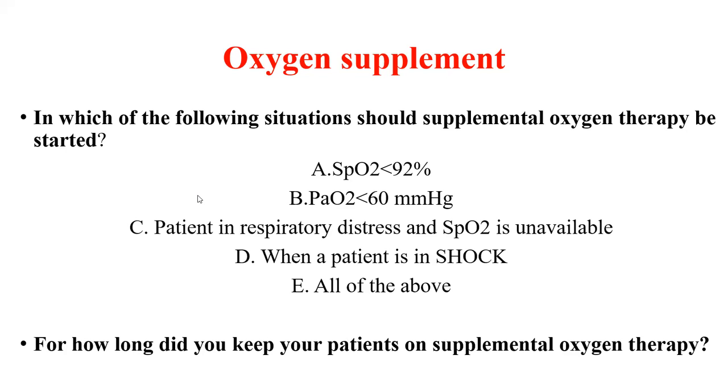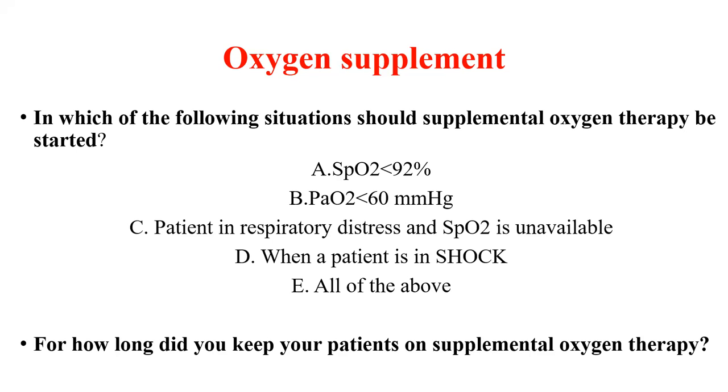Thanks to everyone. The answer is E, all of the above, because as we said, generally any patient below 94% who is sick and presented to your critical care setting, you can start giving oxygen therapy. So from A, SpO2 less than 94, PaO2 less than 60, this is hypoxemia, because we define hypoxemia in terms of partial oxygen tension in the blood.